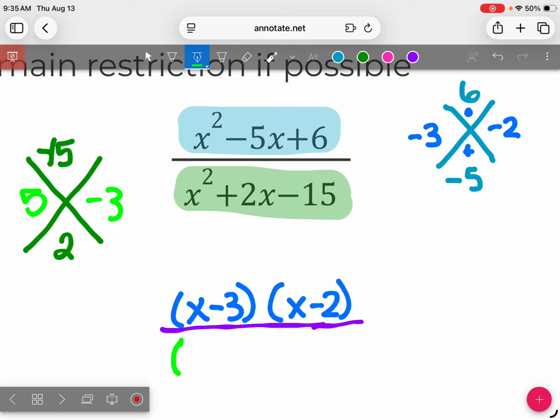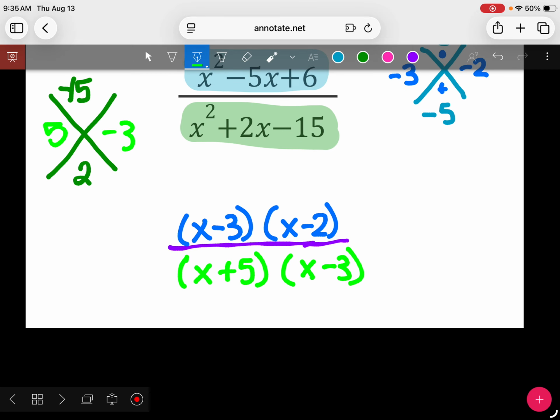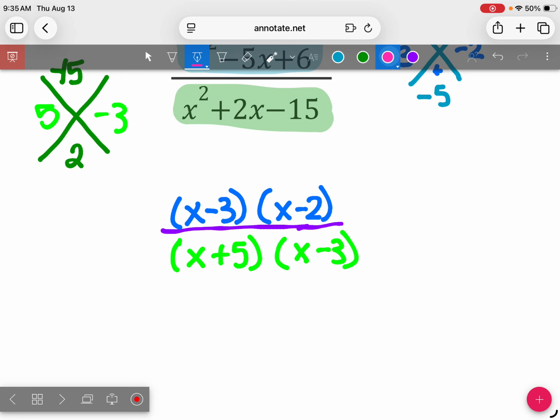Again, since our a value is 1, we can take our shortcut method. We've got our x with our positive 5, and we have our x with the minus 3. Do we have anything here we can simplify? X minus 3's. So we can simplify this fraction because these two pieces cancel out. We can only cancel them when it's in factored form. So that's why we have to factor both pieces.